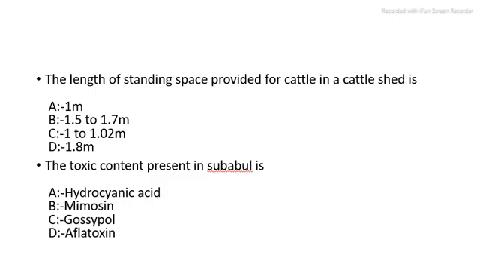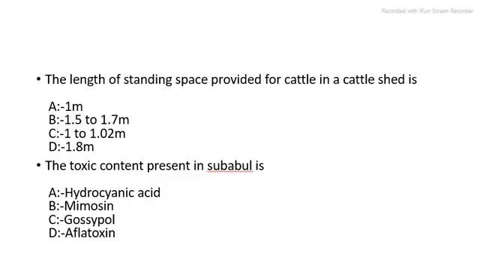Okay. Next question, the toxic content present in subabul is. So what is the toxic content present in subabul? Option A hydrocyanic acid, option B mimosine, option C gossypol, option D aflatoxin. Correct answer is aflatoxin. Okay.